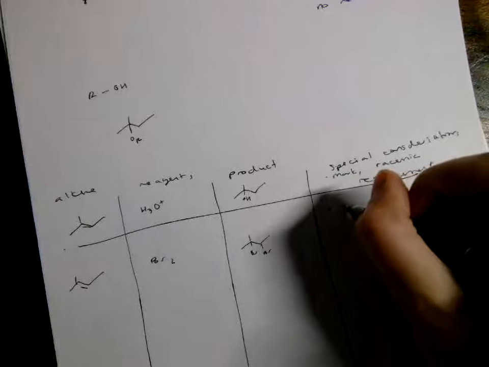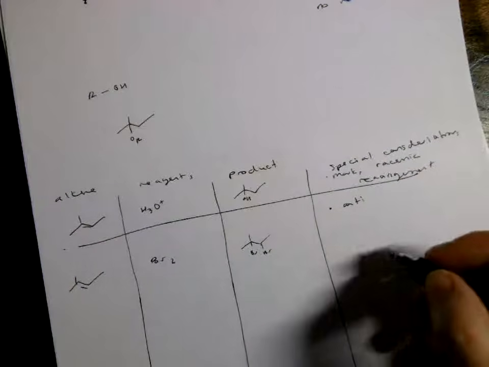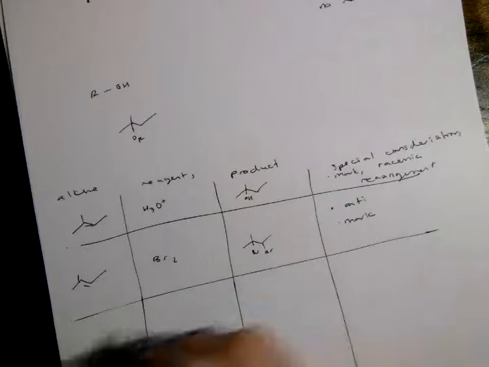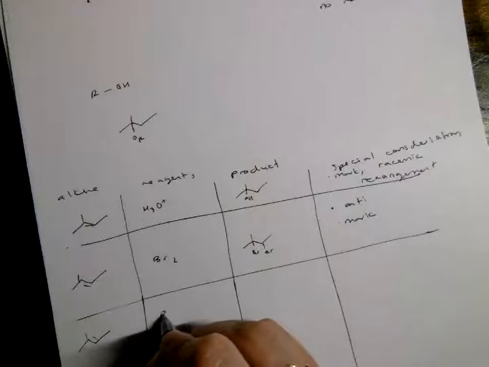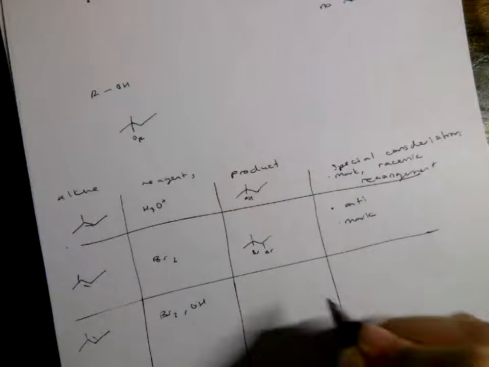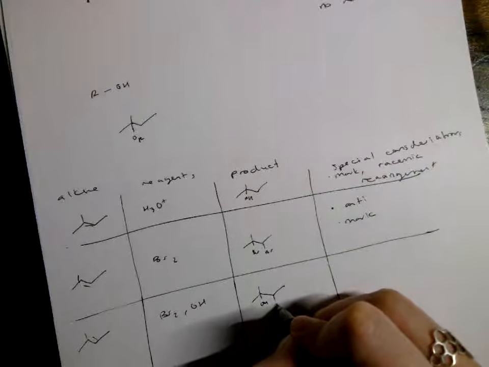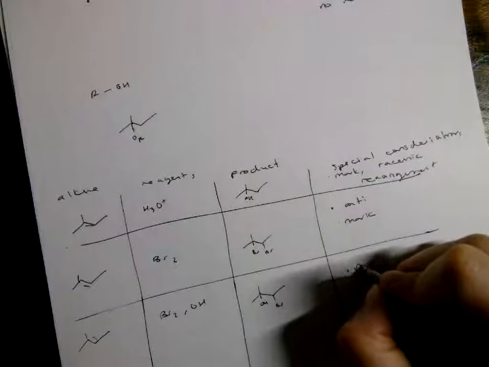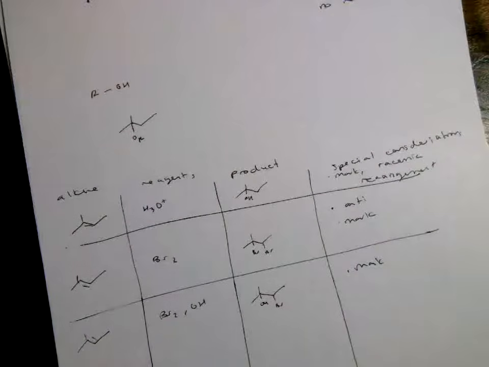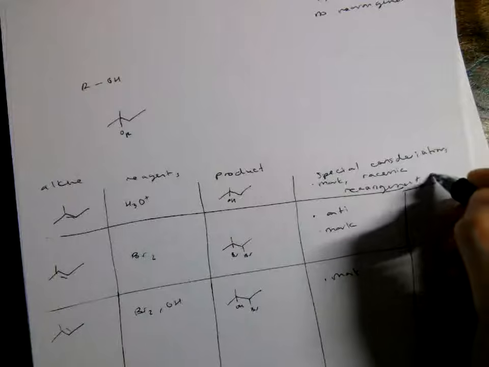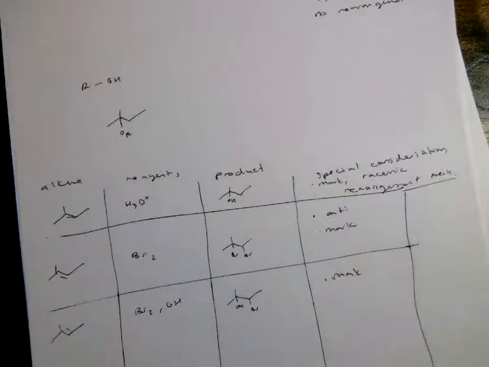So this adds anti, and it adds in the Markovnikov fashion, which doesn't come into play if they're the same, but if you have Br2 and OH, it does come into play. And that gives you a halohydrin that is Markovnikov. It would also be useful for you to have the mechanism. That's something I would probably also add, just so you kind of know the idea of how it's formed.